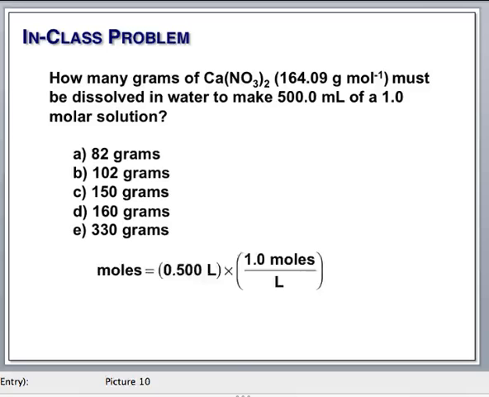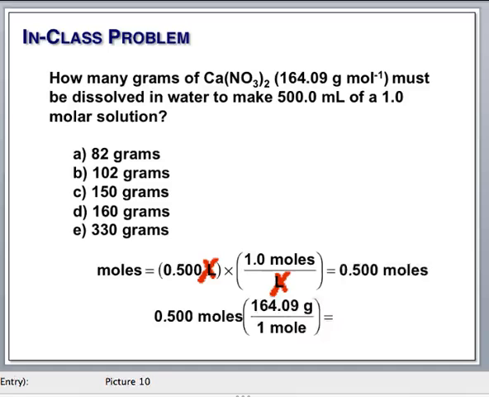Moles is going to be our concentration, moles per liter, times our volume. 0.5 times 1, liters cancel. We're looking for half a mole of calcium nitrate. Now, 1 mole of calcium nitrate weighs 164. We can use this as our new given. Our molar mass, here is our ratio. Moles will cancel. And we have 82 grams to 2 significant figures.